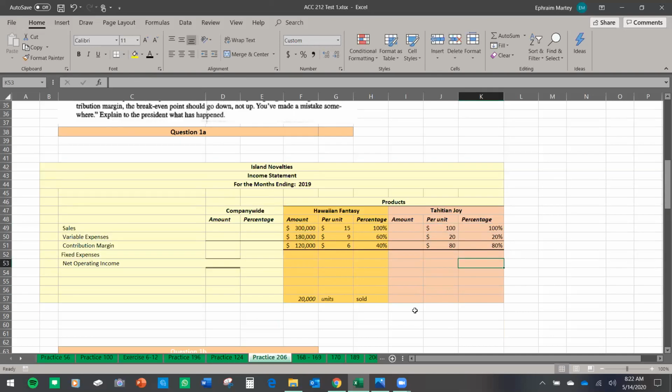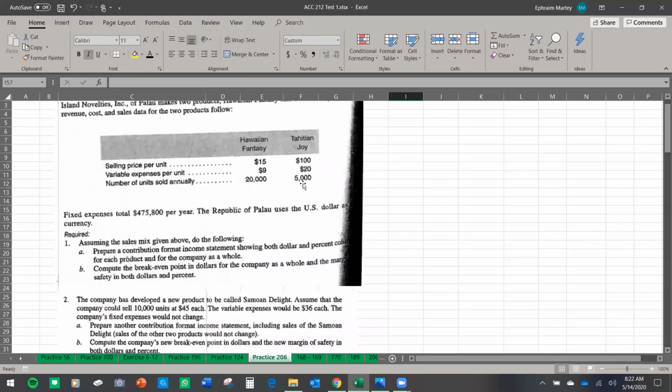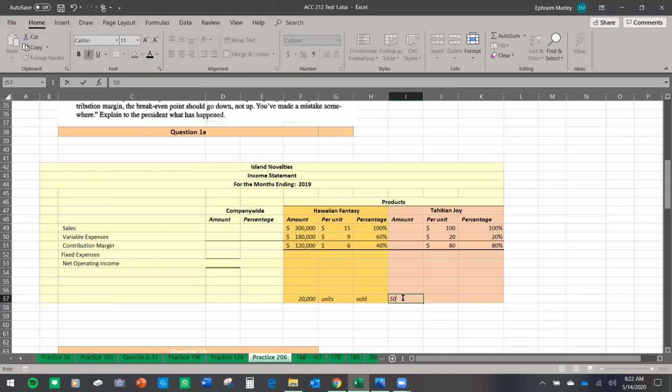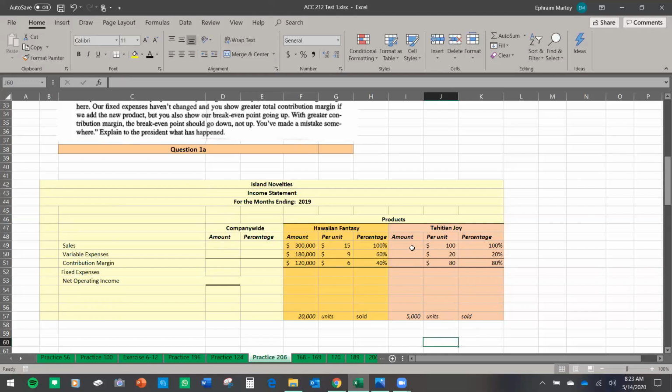Now we have the percentages, but how many units did we sell for Tahitian? It says we sold 5,000 units right here. So we're going to put 5,000 units. You let them know what's happening. In order to find the total, we take the 100 and multiply by the 5,000 units, which gives us 500,000. Then we take this unit 20, multiply by 5,000 units, that gives us 100,000.